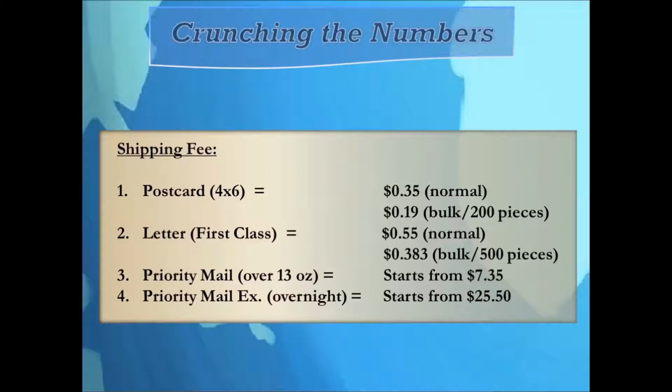Shipping fee. The postage for a normal postcard is 35 cents. When shipping in bulk, it costs 19 cents per piece. The postage for a normal letter is 55 cents. When shipping in bulk, it's 38 cents per piece. Mailing something over 13 ounces requires the use of priority mail, and it starts from $7.35 per piece. If you want overnight shipping, Priority Mail Express starts from $25.50 per piece.